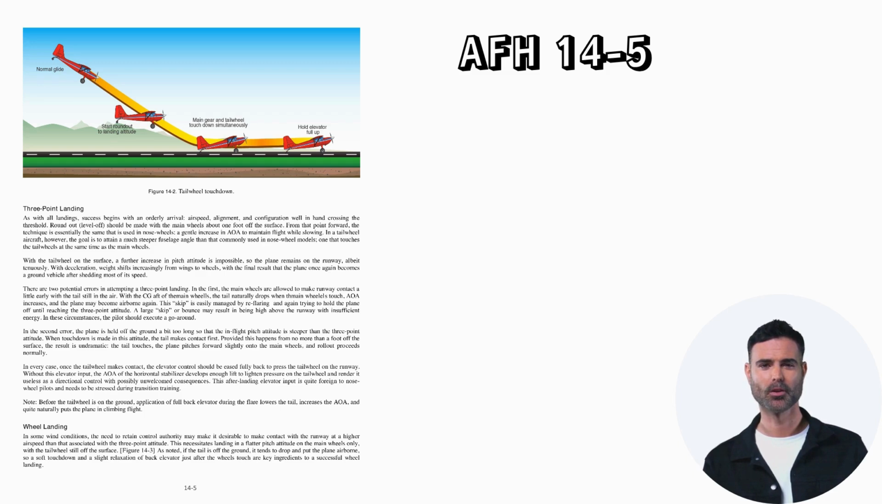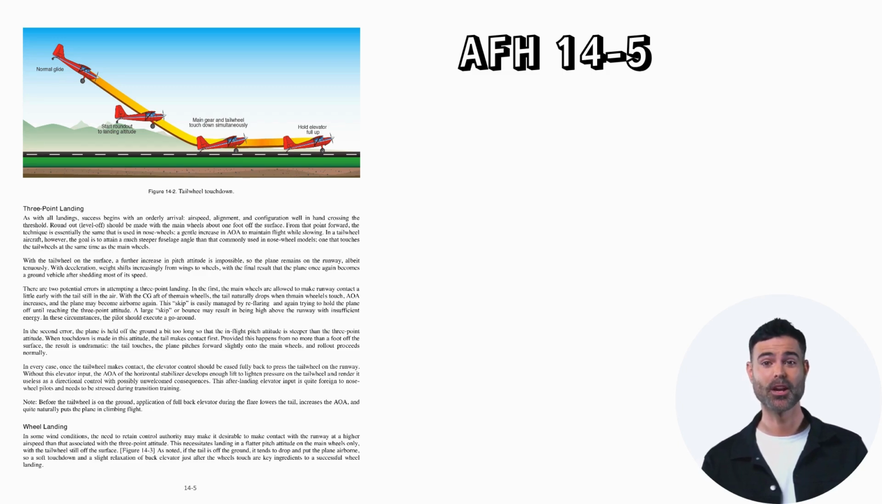In a tailwheel aircraft, however, the goal is to attain a much steeper fuselage angle than that commonly used in nosewheel models, one that touches the tail wheel at the same time as the main wheels. With the tailwheel on the surface, a further increase in pitch attitude is impossible, so the plane remains on the runway, albeit tenuously. With deceleration, weight shifts increasingly from wings to wheels, with the final result that the plane once again becomes a ground vehicle after shedding most of its speed.